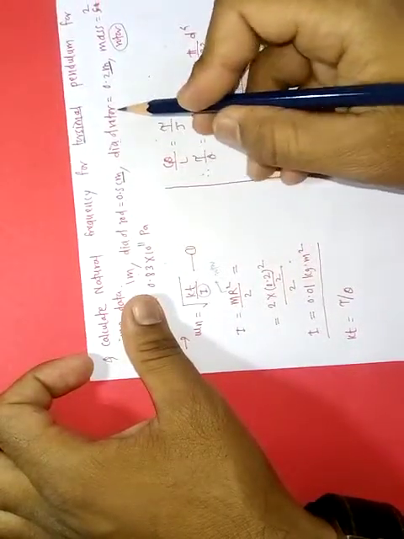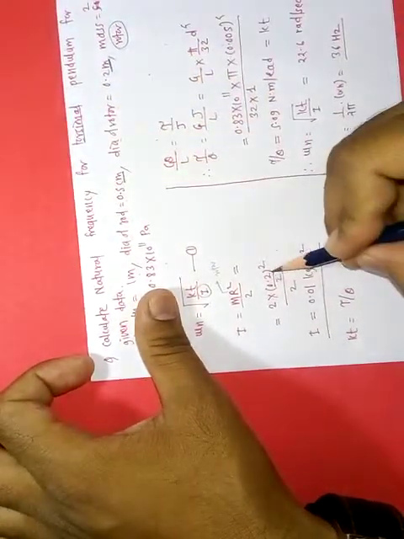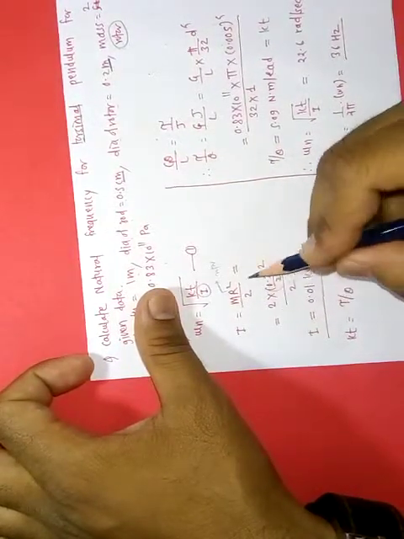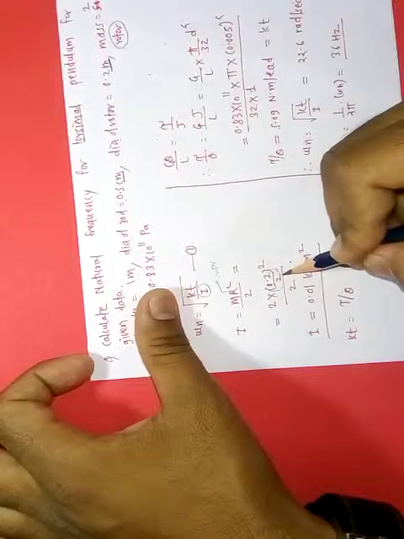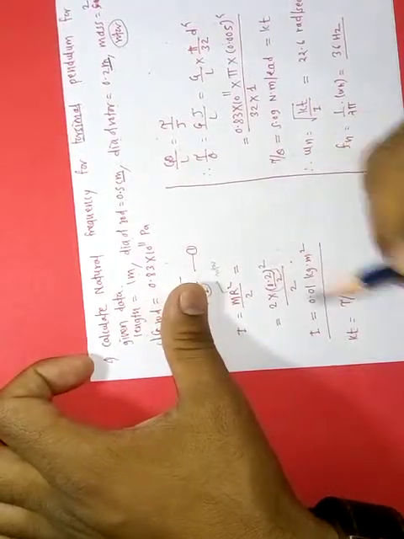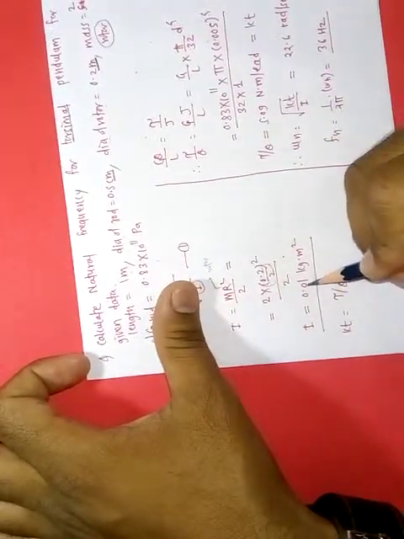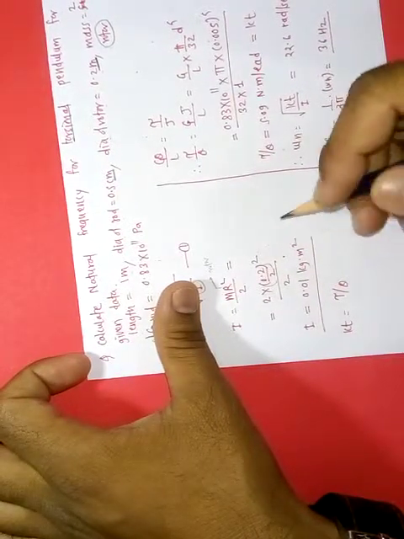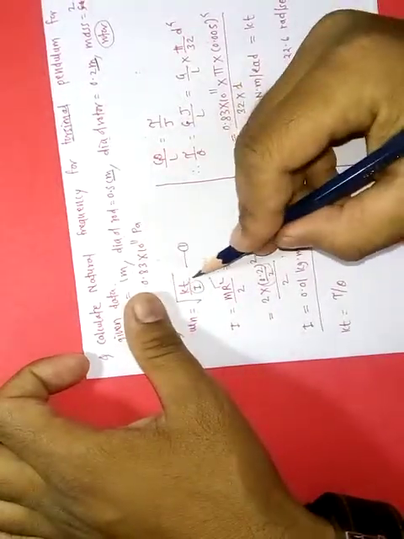The diameter of the rotor is given as 0.2, so its radius will be 0.2 divided by 2. The formula will be m r square by 2, so 2 into 0.2 divided by 2 square divided by 2. So I is equal to 0.01 kg meter square. We have calculated I.